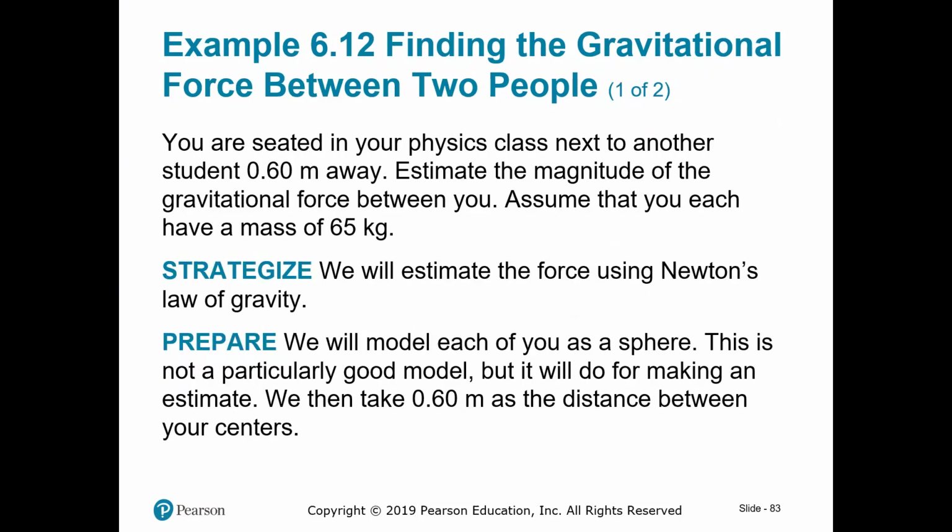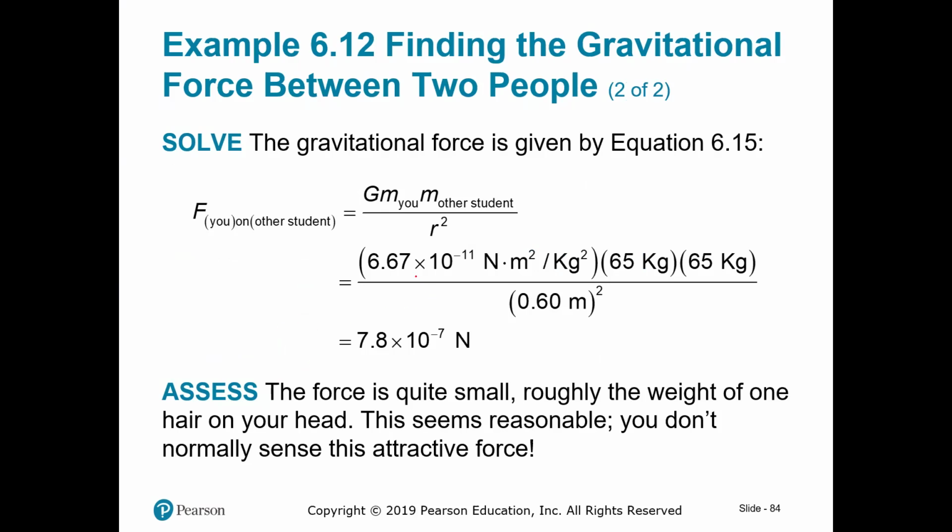Okay, another question: you are seated in your physics class next to another student 0.6 meters away. Let's say you have your friend 0.6 meters away, and estimate the magnitude of the gravitational force between you. You can use your real mass, or you can use 65 kilograms. Again, the force is G, 6.67 times 10 to the minus 11, times 65 kilograms, and then another 65 kilograms. You can change this number, and you can also change the distance, depending on the real distance. But whichever number you use, you see this force is extremely tiny, on the order of 10 to the minus 7 Newtons. This is an extremely small force. That's why you cannot feel the force.